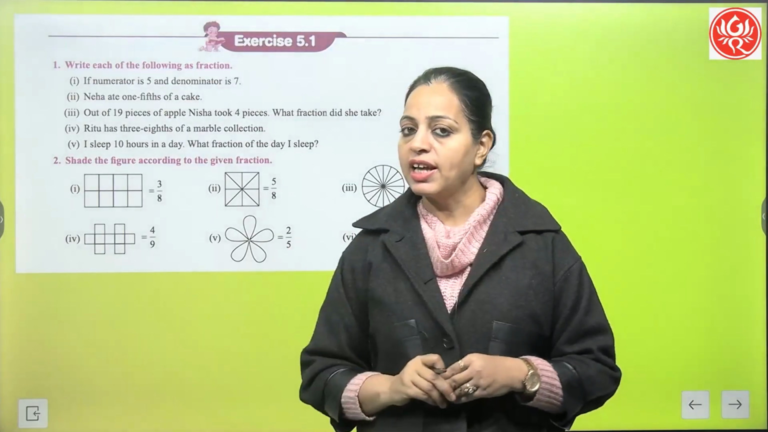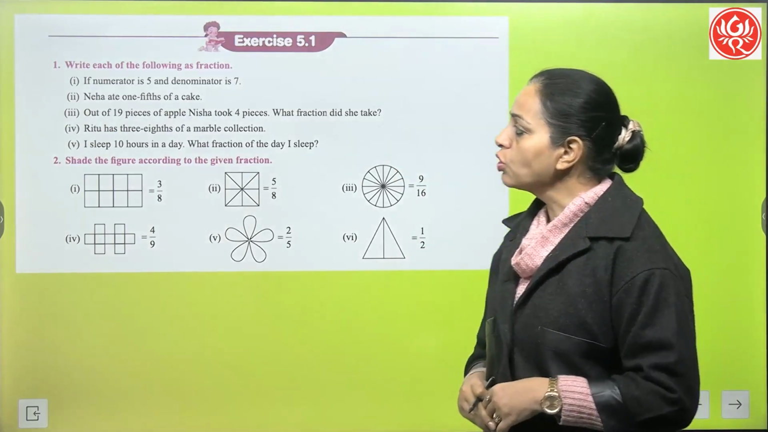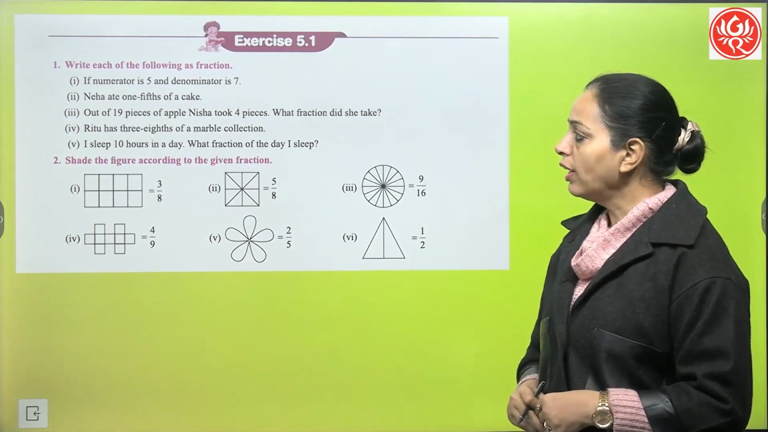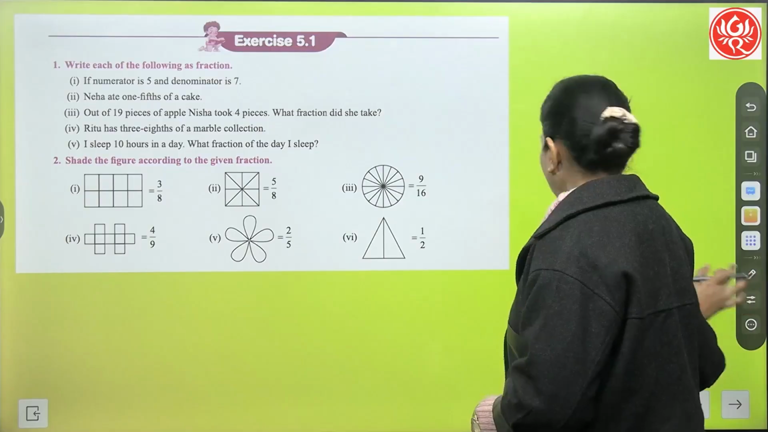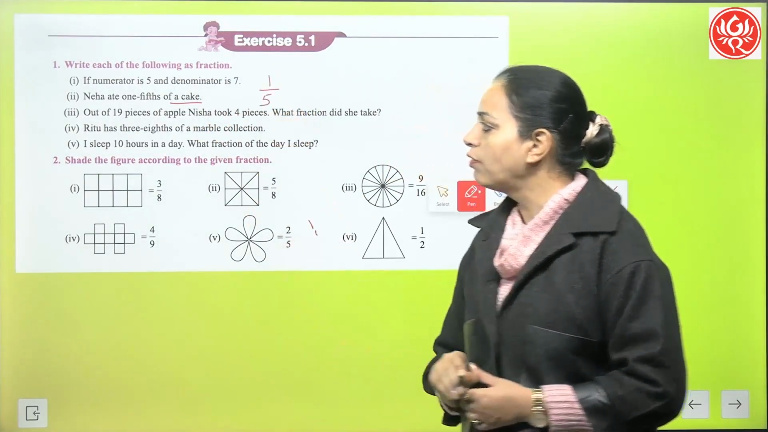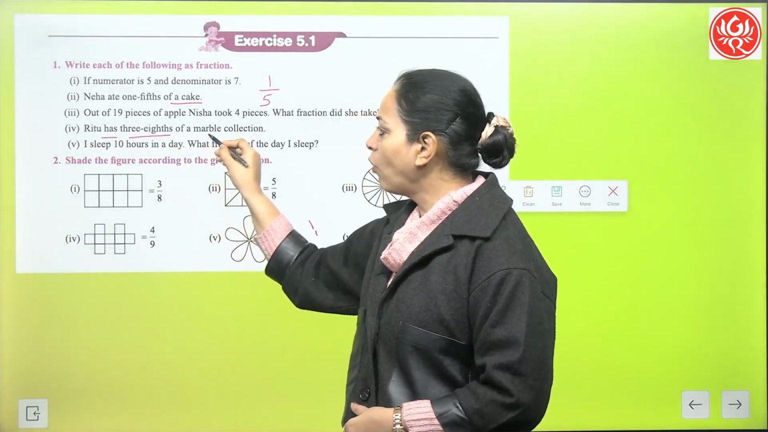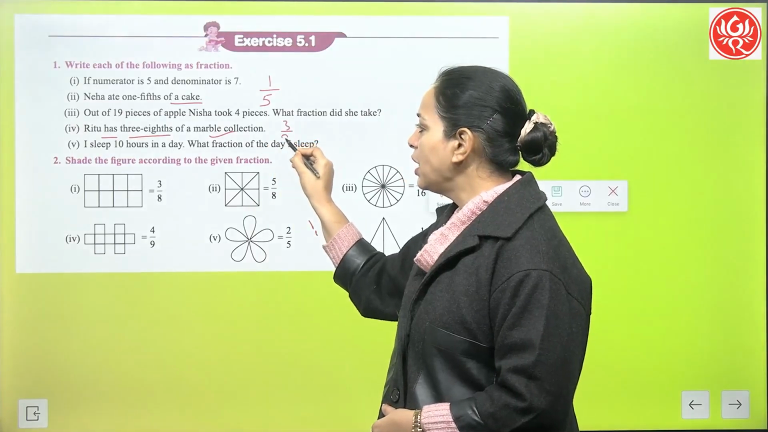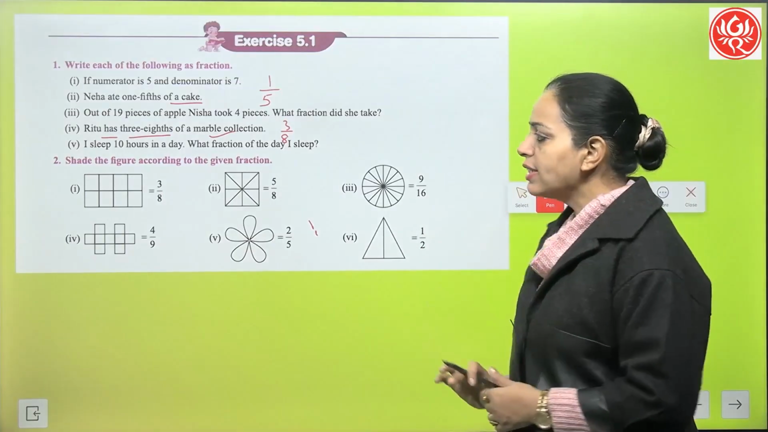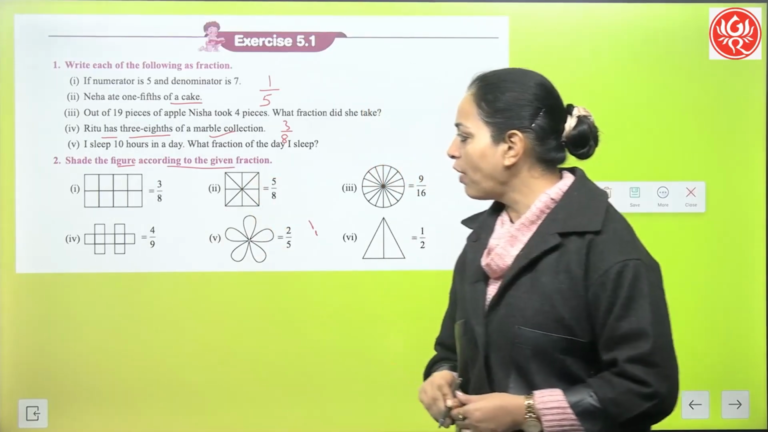Now we are coming to exercise 5.1 based on such type of examples. Like question number 1, write each of the following as fraction. So here like second part, Neha ate 1/5 of a cake, means 1 upon 5. Then the fourth part, Ritu has 3/8 of a marble collection, means 3 upon 8. Okay, similarly you can try remaining parts. ऐसे हमारे पास सेकेंड क्वेश्चन है, शेड द फिगर अकॉर्डिंग टू द गिवन फ्रैक्शन.